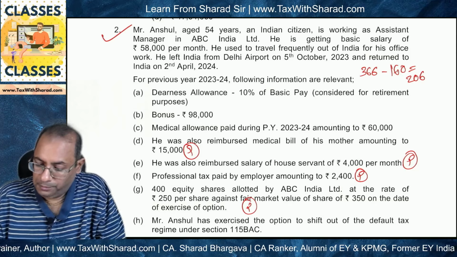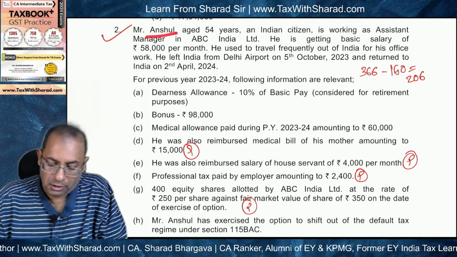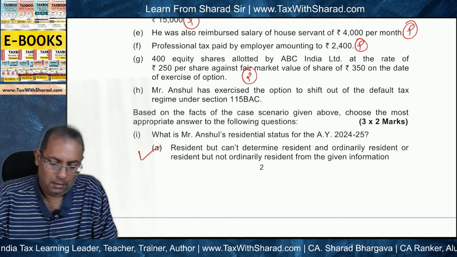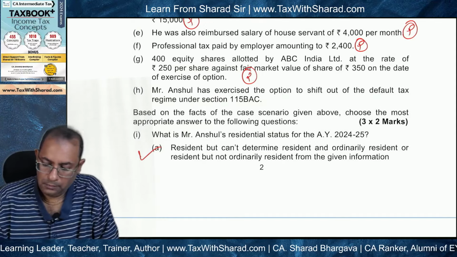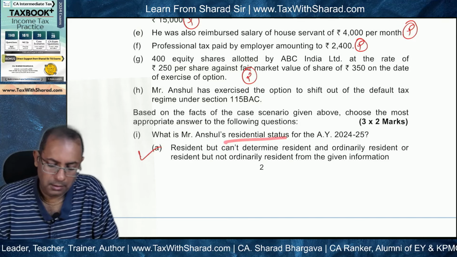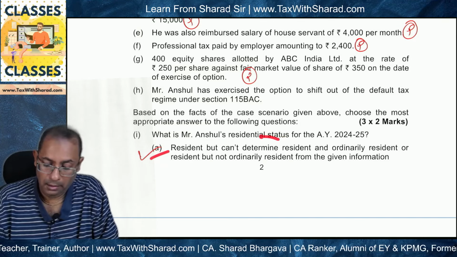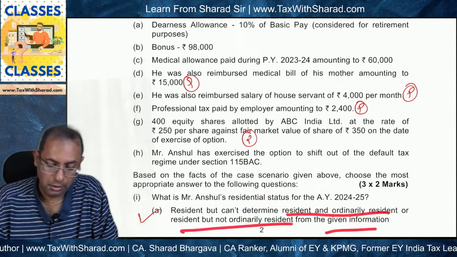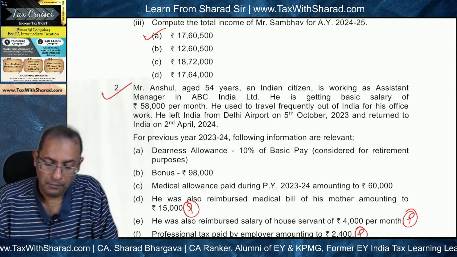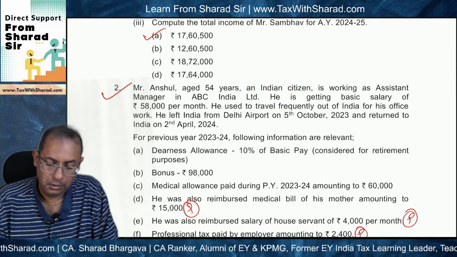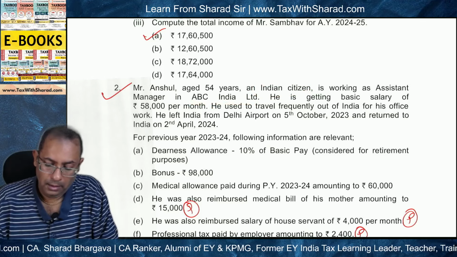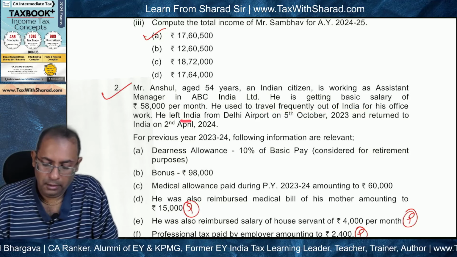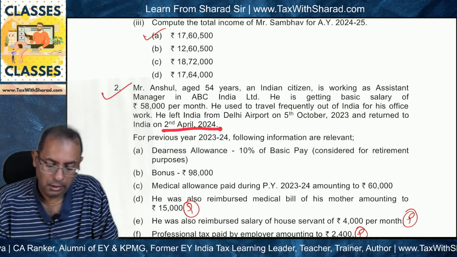Second question pertains to Mr. Anshul, and we see what is the first MCQ. The first question is what is Mr. Anshul's residential status, and the correct option is resident but can't determine whether he is ROR or RNOR from the given information. So what is the information given in the question? Anshul is an Indian citizen. He is working in ABC India Limited and he used to travel frequently out of India for his office work, and he left India on 5th of October and returned only on 2nd of April.